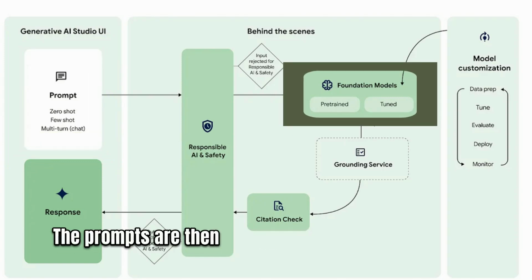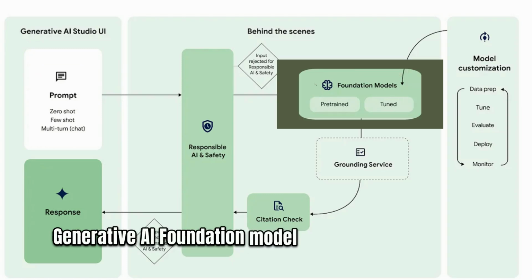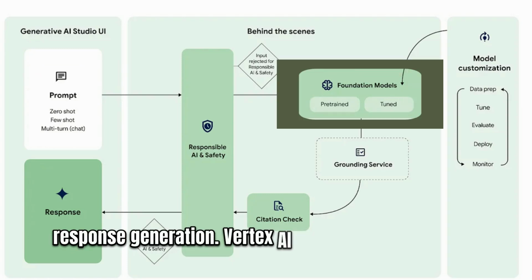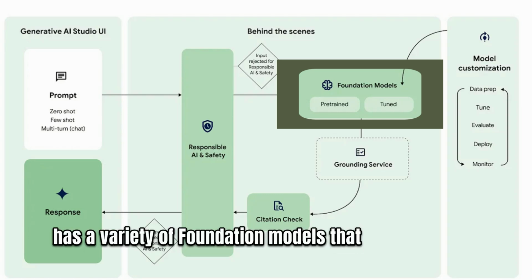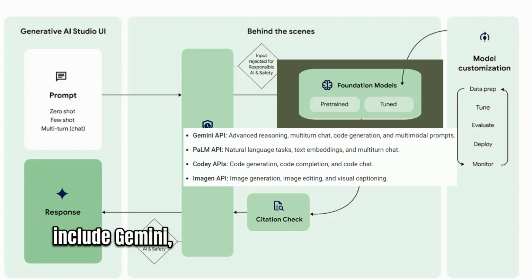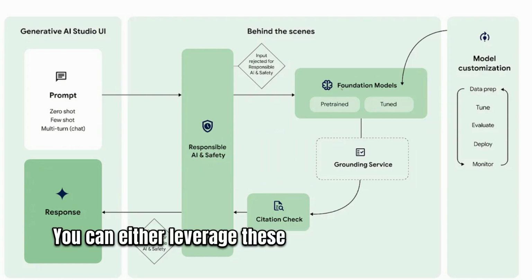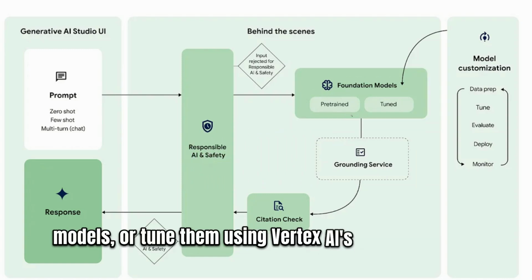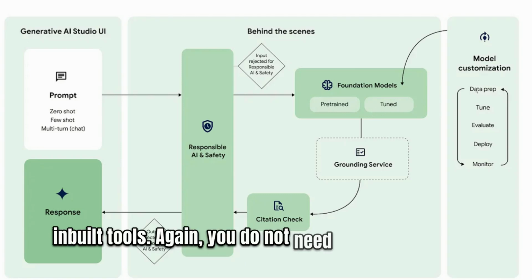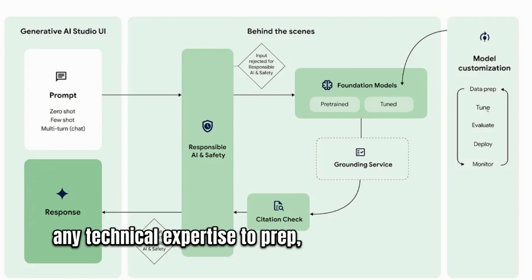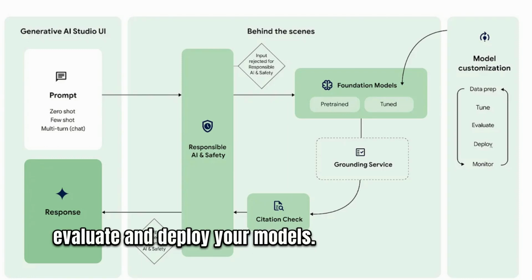The prompts are then sent to a generative AI foundation model for response generation. Vertex AI has a variety of foundation models that you can access without writing code. They include Gemini, their most powerful and recent multimodal model, PaLM or Bison, which are their natural language models, Codey, the code generation and code companion, and Imagen for image editing, generation, and visual captioning. You can either leverage these pre-trained models or tune them using Vertex AI's inbuilt tools. Again, you do not need any technical expertise to prep, tune, evaluate, and deploy your models.